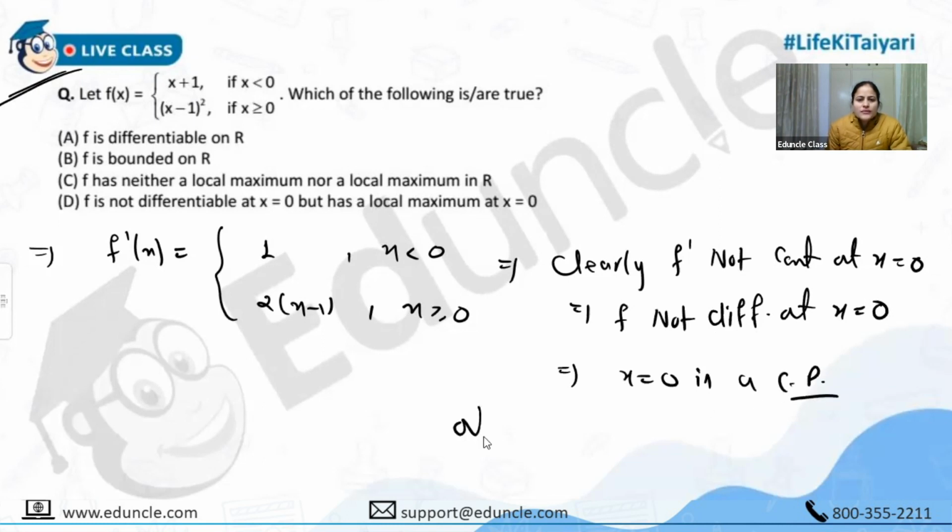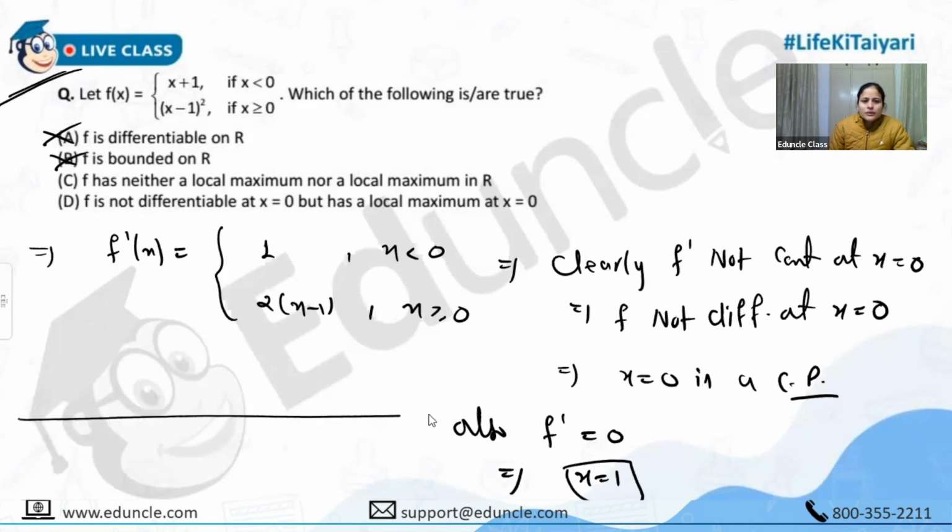And also my first derivative vanishes at x is equal to 1. So x is equal to 1 is also a critical point. So I am having here two critical points, x equal to 0 and x equal to 1. Chaliye, okay. So the thing is, A option is incorrect, B option is also incorrect because this function is clearly unbounded. F has neither a local maxima nor a local minima in R. No, well, I am having here two critical points, namely 0 and 1.